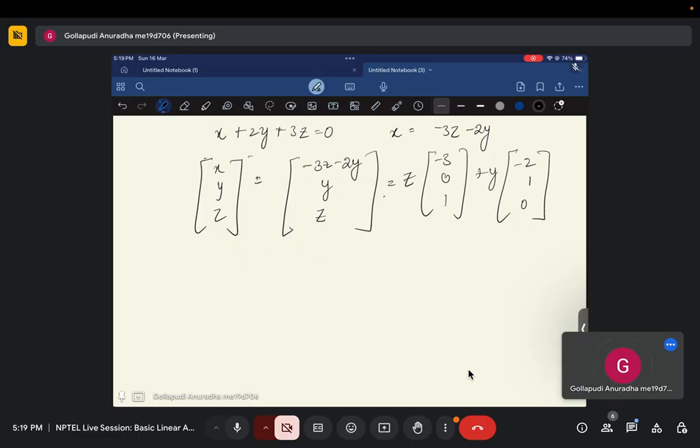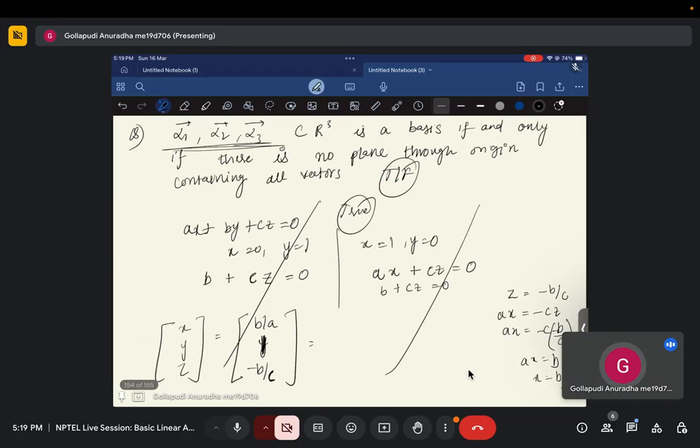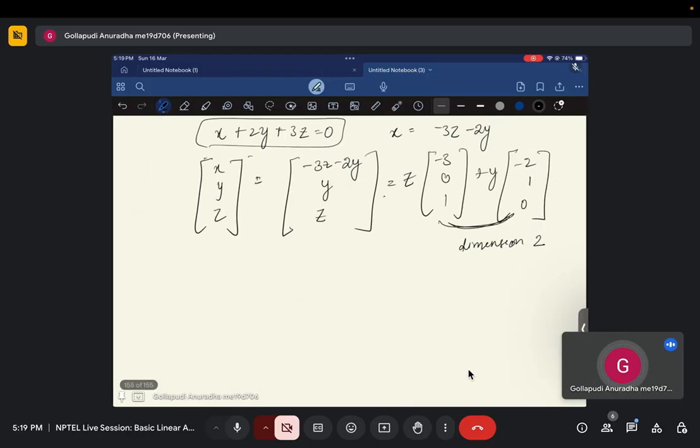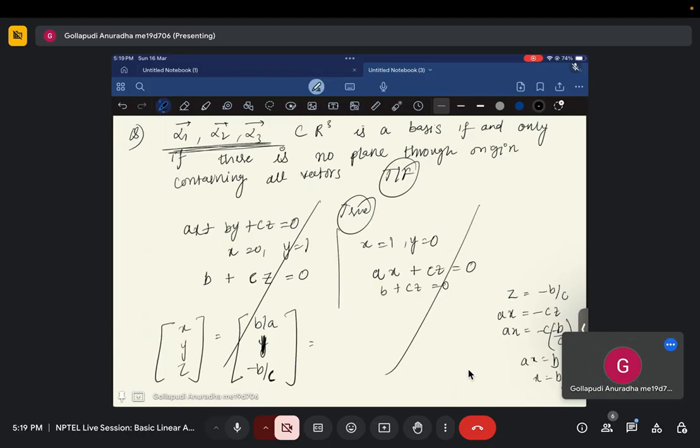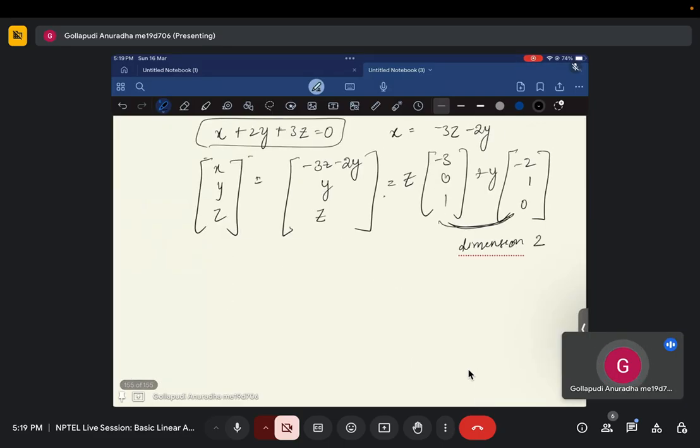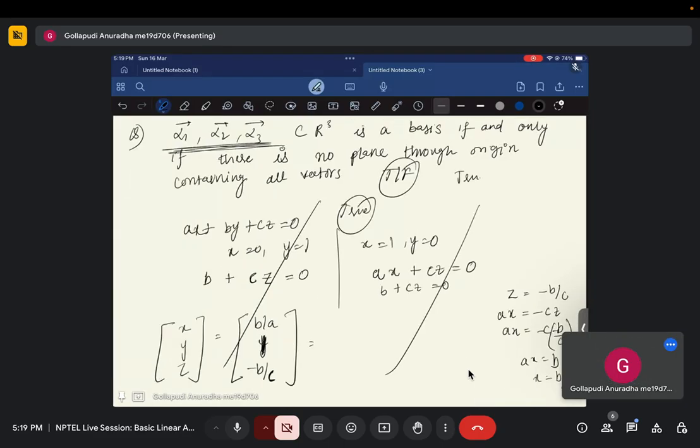So I have dimension as 2. So this is a plane which is passing through the origin, okay. In that case, I'm having dimension 2, but I said that I have vectors alpha 1, alpha 2 and alpha 3. So here dimension is 2, so the third vector will definitely be dependent on the first two vectors, right? So this is going to be true, that you should not have a plane through the origin containing all the vectors.